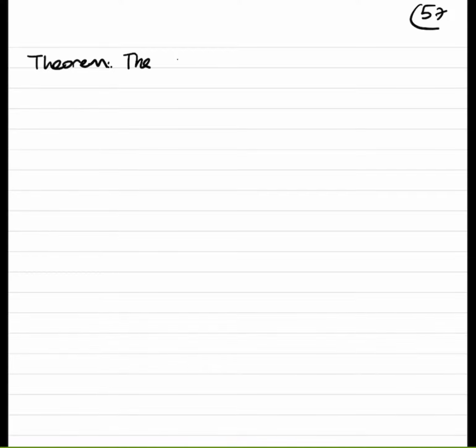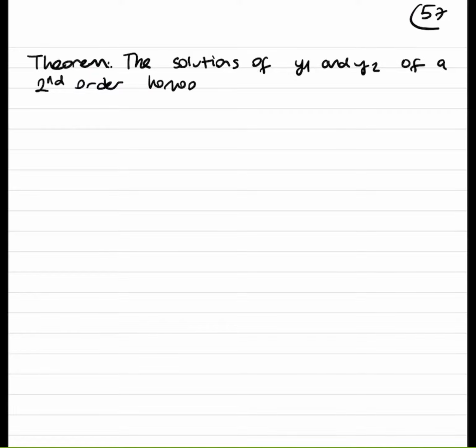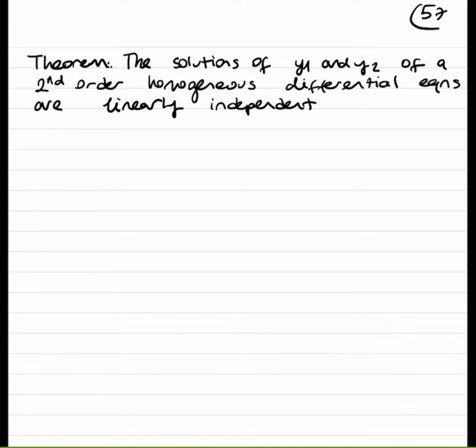So we have this. The solutions y1 and y2 of a second order homogeneous differential equation are linearly independent if and only if this Wronskian, this determinant y1, y2, is not equal to 0. Great.